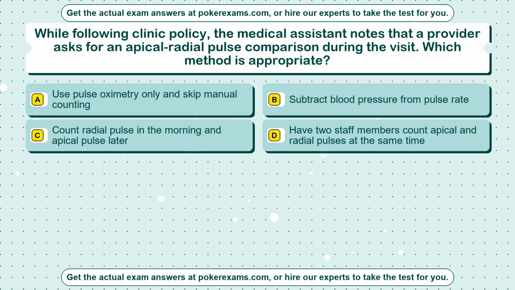Question 76. While following clinic policy, the medical assistant notes that a provider asks for an apical radial pulse comparison during the visit. Which method is appropriate? Option A, use pulse oximetry only and skip manual counting. Option B, subtract blood pressure from pulse rate. Option C, count radial pulse in the morning and apical pulse later. Option D, have 2 staff members count apical and radial pulses at the same time.